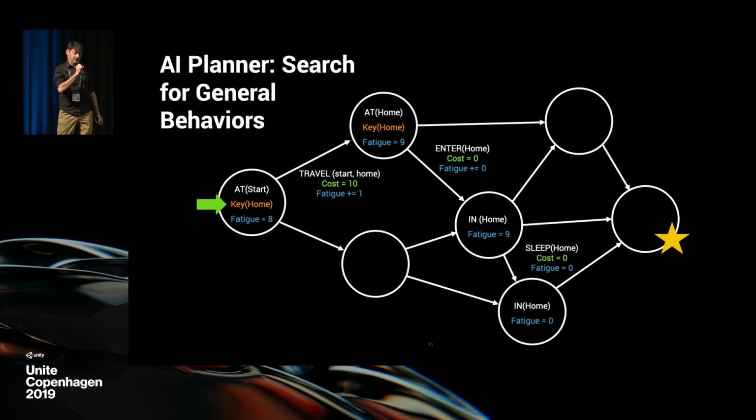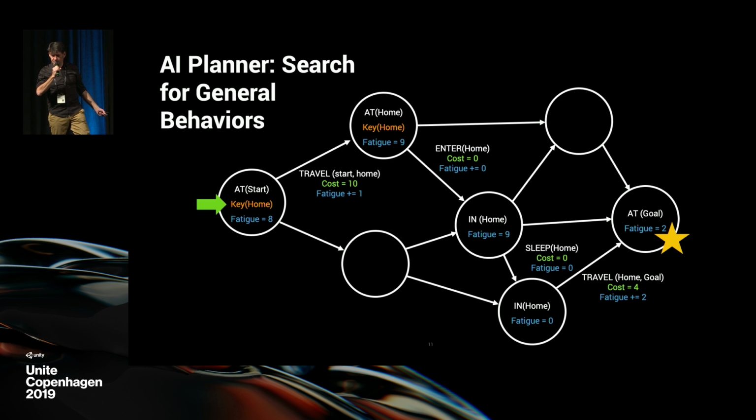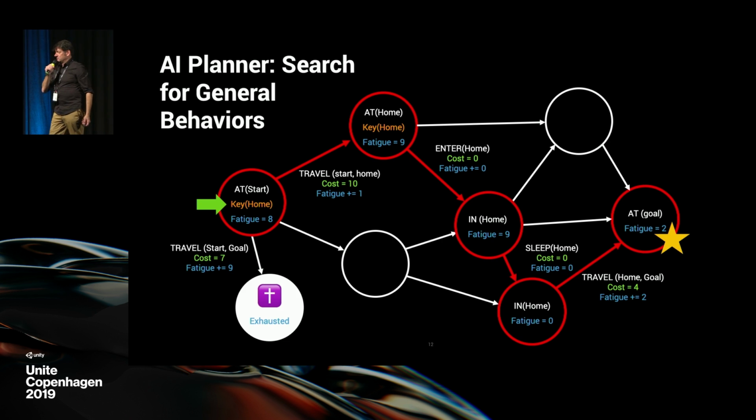Now I'm at home, I can sleep, resetting my fatigue to 0. And now that I'm fresh, I can go to the goal. So you see, I have states, I have transitions between states with cost in green, so I can run a shortest path algorithm. And this shortest path algorithm could possibly tell me, hey, this is the optimal solution. Just first go to the home, take some rest, and then finish your trip. Maybe every attempt to go directly to the goal will lead the agent to die of exhaustion, so this is the optimal solution.